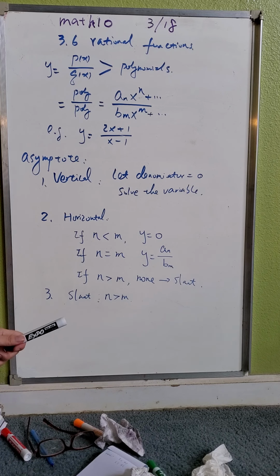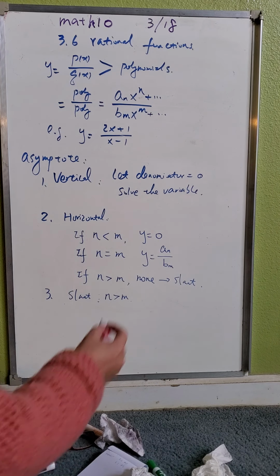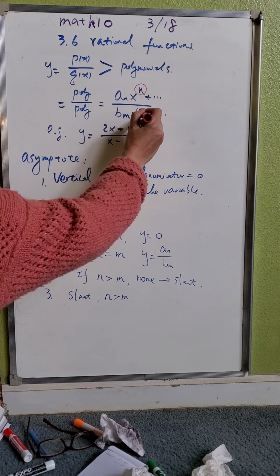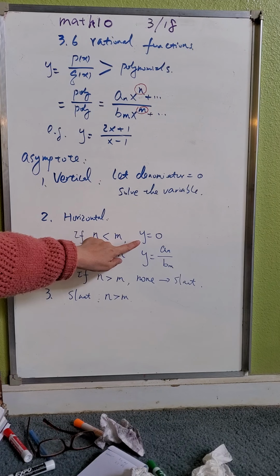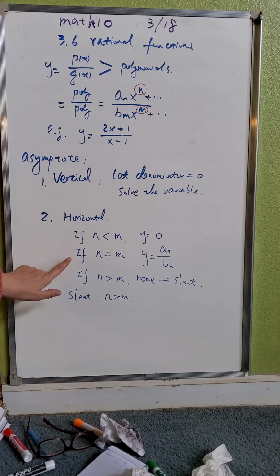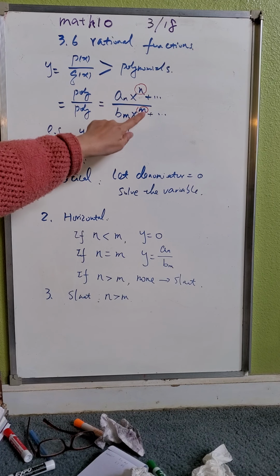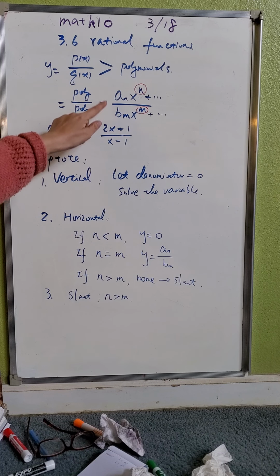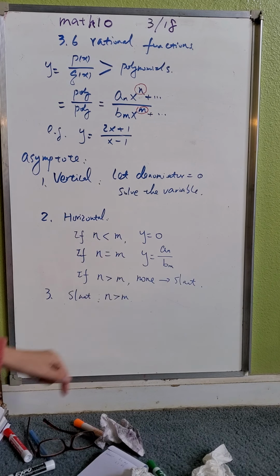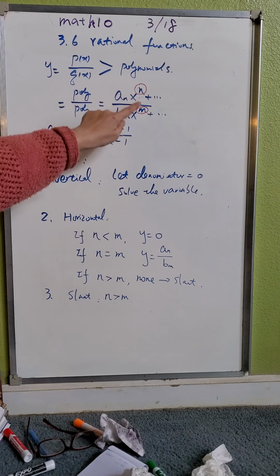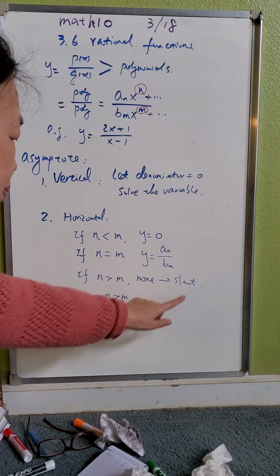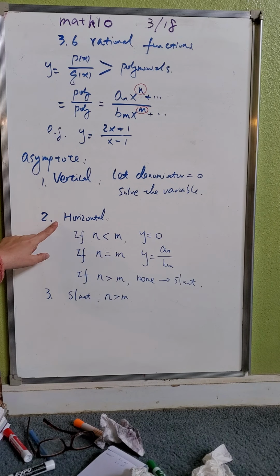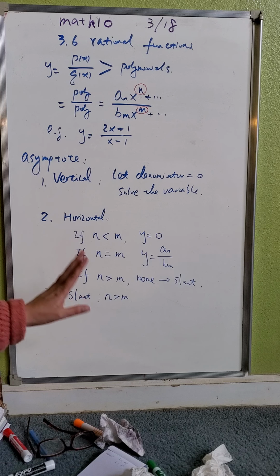Horizontal asymptote is usually determined by the degree, the degree on the top and the degree on the bottom. If your degree on the top is smaller than the degree on the bottom, y equals 0 will be a horizontal asymptote. If your degree on the top is equal to the degree on the bottom, then the coefficient a_n divided by b_m will be a horizontal asymptote. If the top degree is bigger than the bottom degree, you don't have a horizontal asymptote. What you have is called a slant asymptote. Slant asymptote and horizontal asymptote do not appear at the same time. If one's there, the other one won't be.